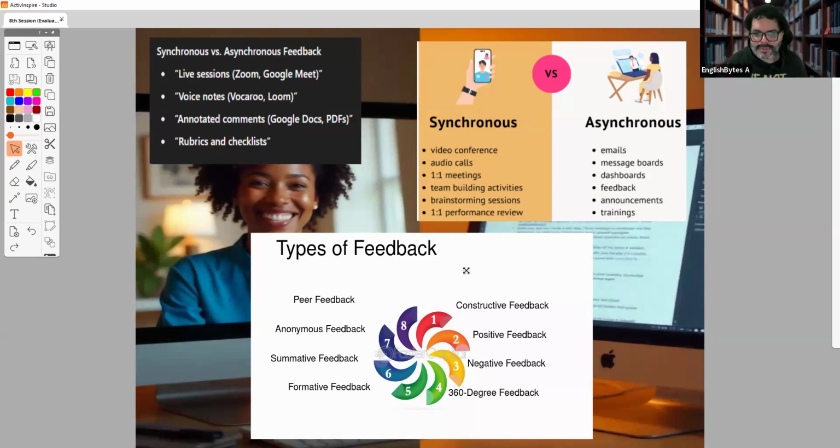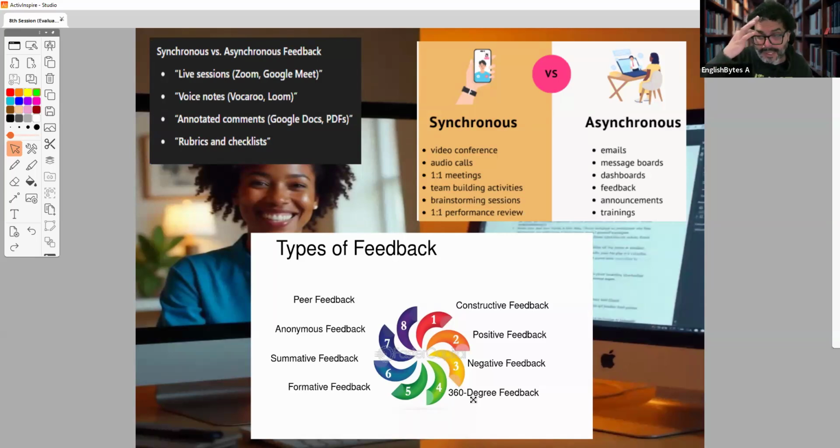So, of course, we have types of feedback. Most of them, I would just comment a little bit. Constructive feedback. You are still saying the mistakes the person did, but with the purpose that the other person understands and fixes them. That is constructive feedback. Positive feedback, you only mention the good things. Negative feedback, of course, you only mention the bad things.